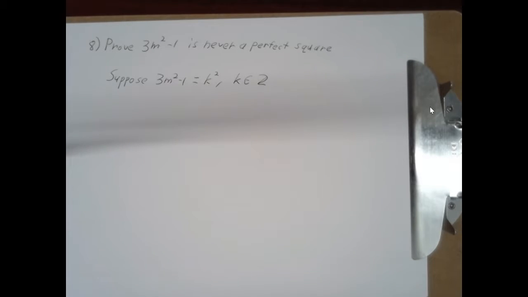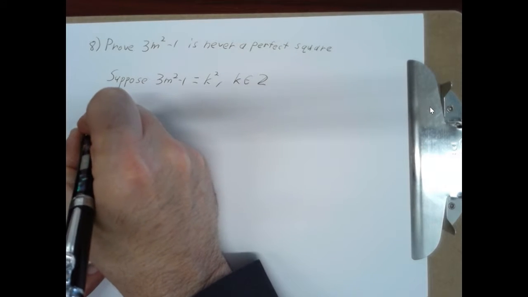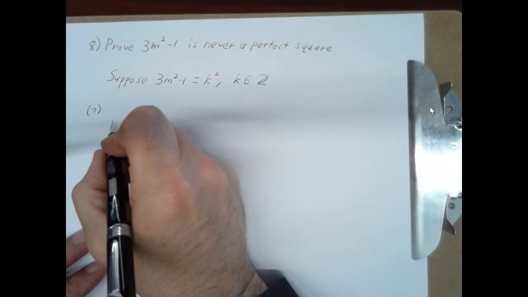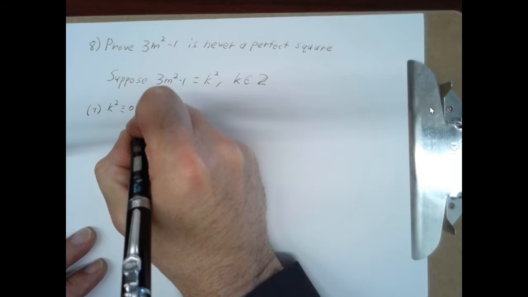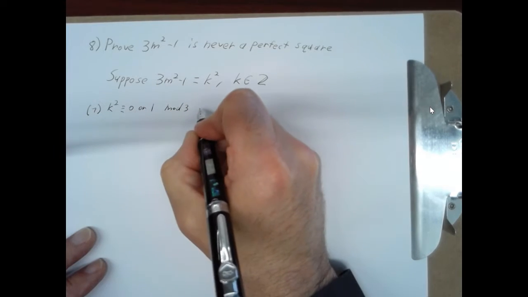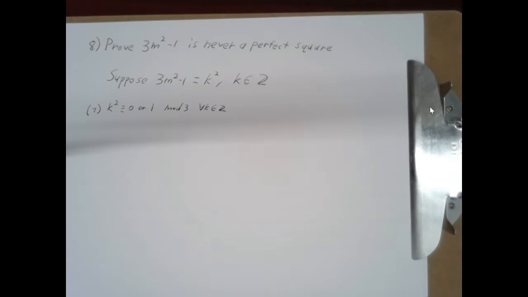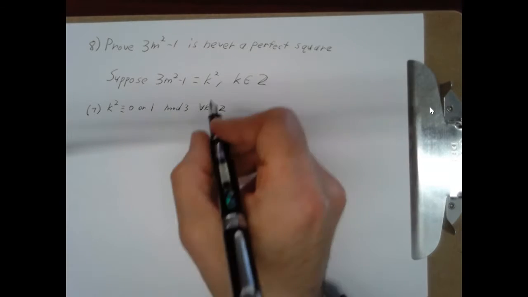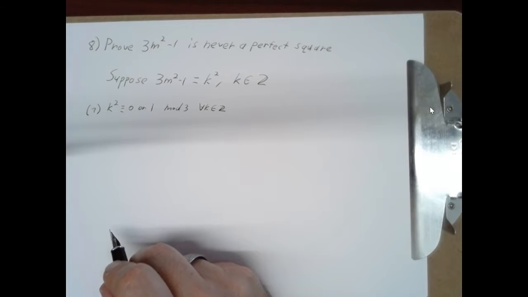And it says to use exercise 7, which we just did. So exercise 7 said that k squared is congruent to 0 or 1 mod 3 for all k contained in Z. So in particular, this must be true for this particular k that we're claiming 3m squared minus 1 is equal to.